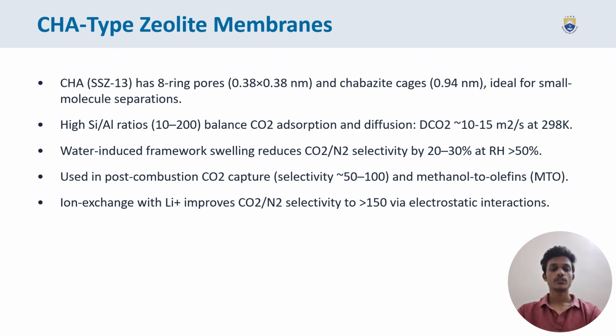CHA type zeolite membranes. CHA has 8 ring pores and chabazite cages, ideal for small molecule separations. High silicon to aluminum ratios balance CO2 adsorption and diffusion. Water induced framework swelling reduces selectivity by 20 to 30%. Used in post-combustion CO2 capture and methanol to olefins.